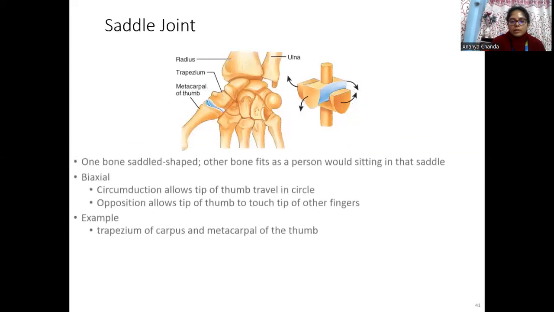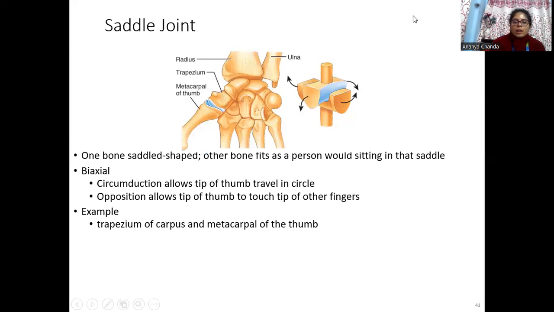Then comes the saddle joint. In the saddle joint, one bone is saddle shaped, and the other bone fits like a person sitting in the saddle. A saddle is something used for sitting on a horse. So one bone is saddle shaped, and the other bone fits into that saddle shape like a person sitting in the saddle. The examples are the trapezium of the carpus and the metacarpal of the thumb.